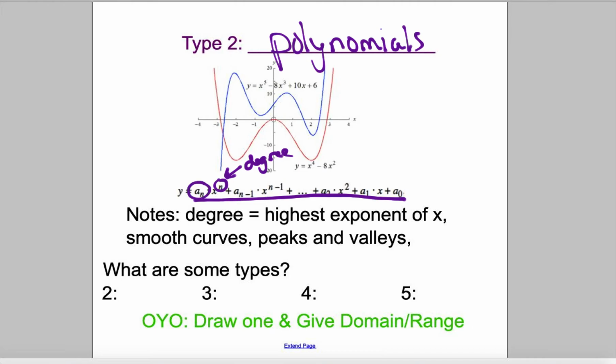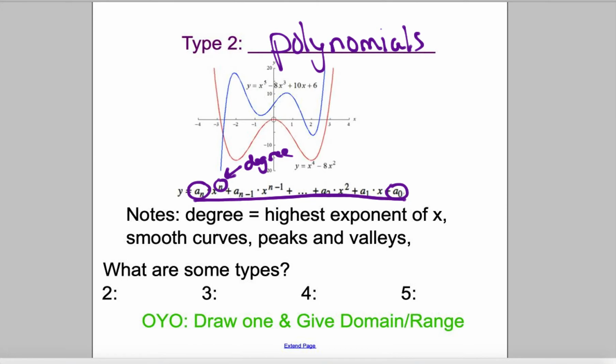This a sub n is called the leading coefficient. And this a sub 0 would be like the constant. It'd just be a number at the end. So that's pretty much what polynomials are. They kind of look like that, depending on the degree. They might have more terms and things like that.